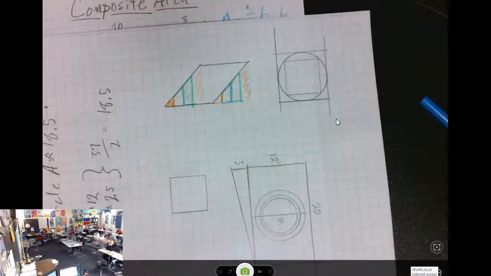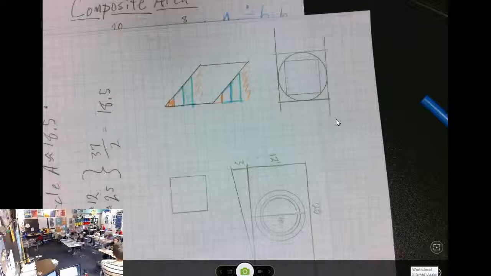So on your homework, when you see parallelograms, don't freak out. Just find the perpendicular measurements, base and height. They have to be at a right angle.